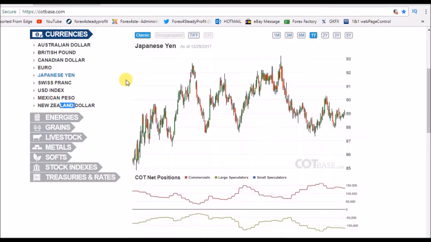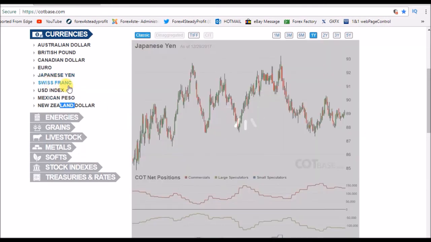Japanese yen. The commercials are still bullish the yen. It has come off a little bit. We have seen a little bit of a rise in the value of the yen. We've come back down. It's now settled around about the 89 mark, but the commercials are still very bearish of this pair. So we'll see where that goes to.